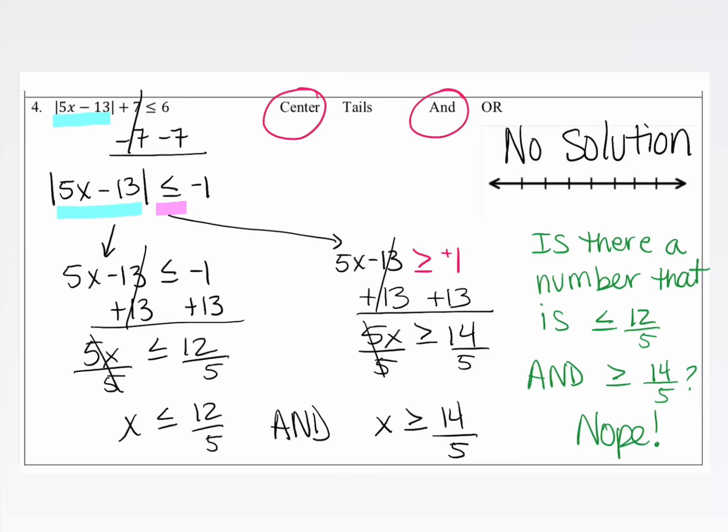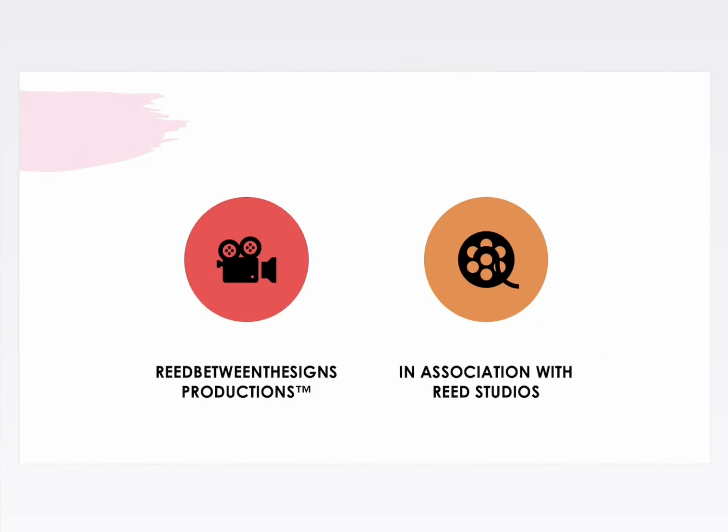So sometimes we can get a solution on the graph with tails, with a center part shaded. Sometimes we might have the entire number line shaded, so it's all real numbers. And sometimes our graph might have nothing on it. It might have no solution. That was topic 5 for Algebra 2, solve absolute value inequalities. Thank you for watching.